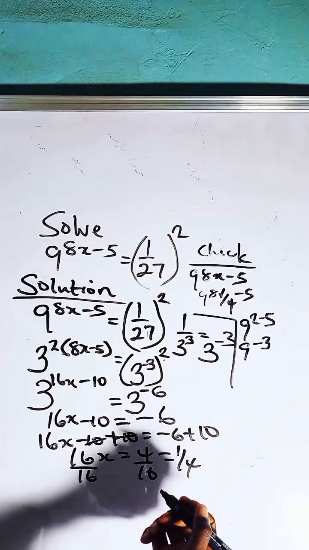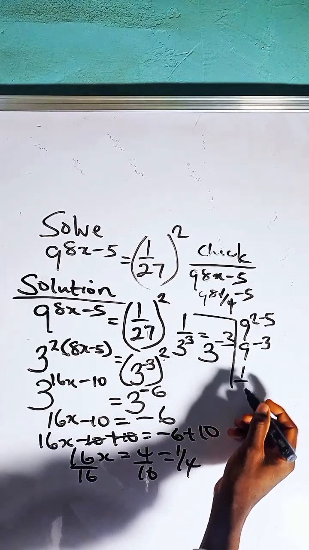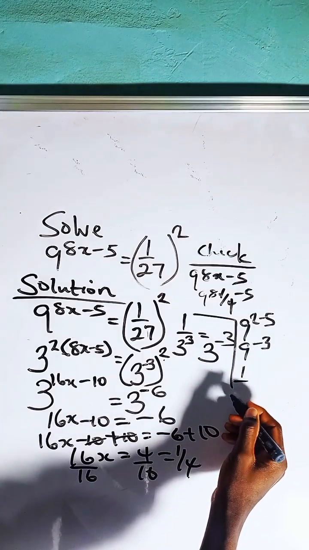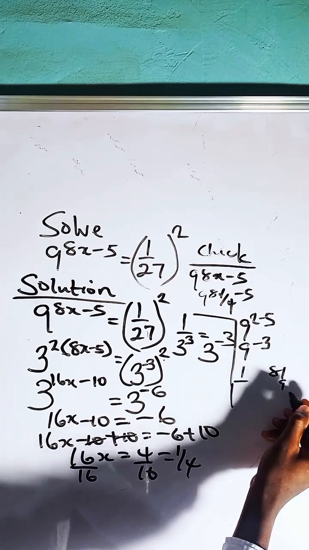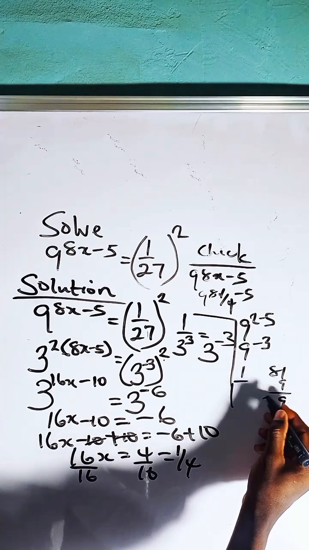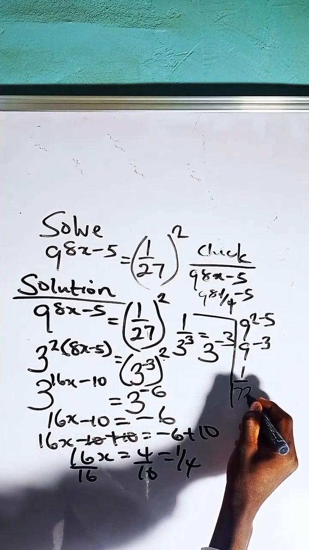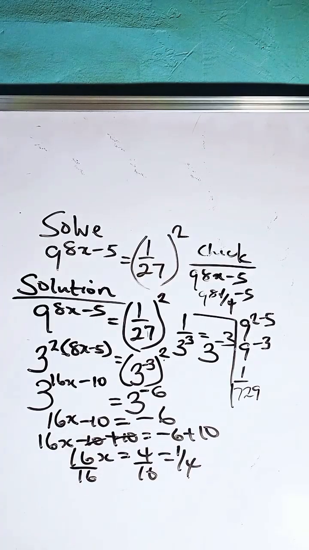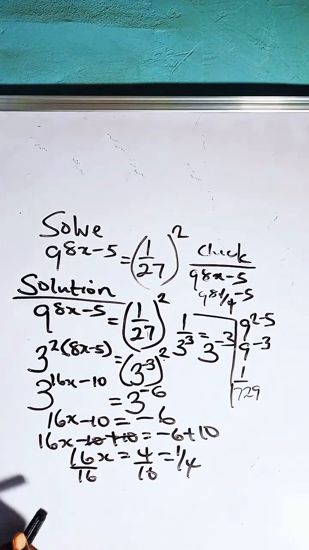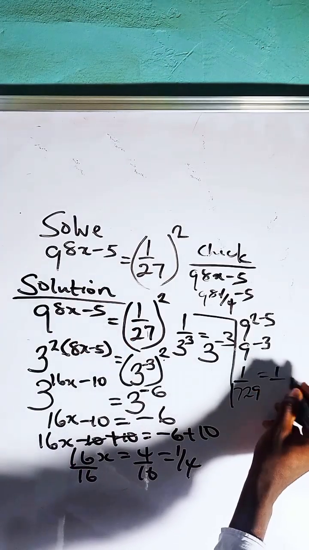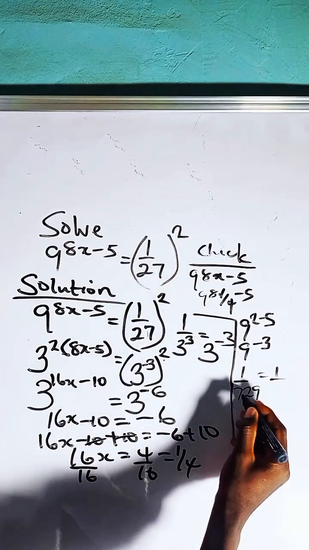Now for 9 to the power minus 3, we can have this as 1 over 9 cubed. For 9 cubed, 9 times 9 is 81, and 81 times 9, 9 times 8 is 72, so we have 729. Okay, so is it the same thing as 1/27 squared? So when we say 1 over, 27 squared is equivalent to 729.